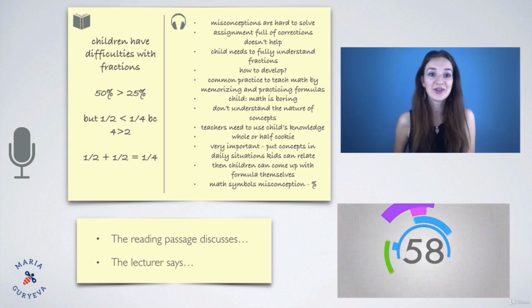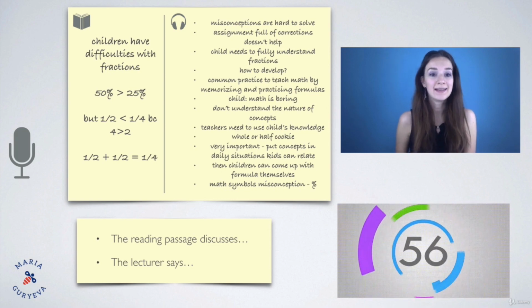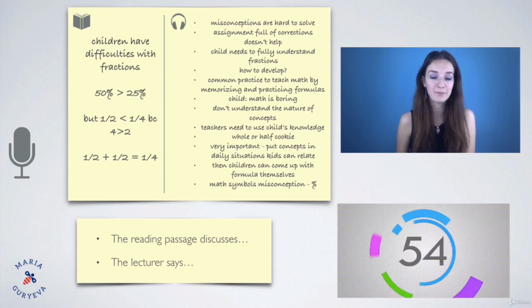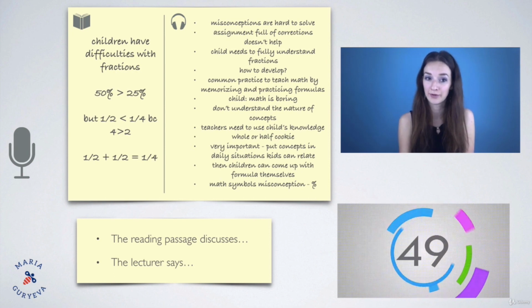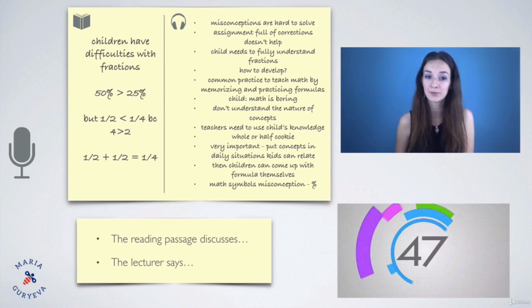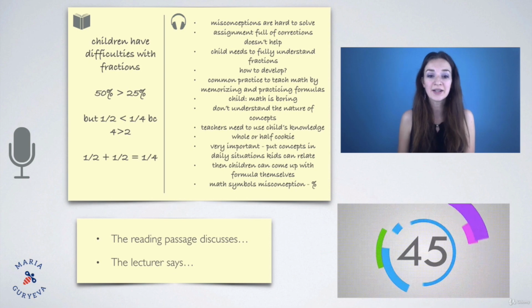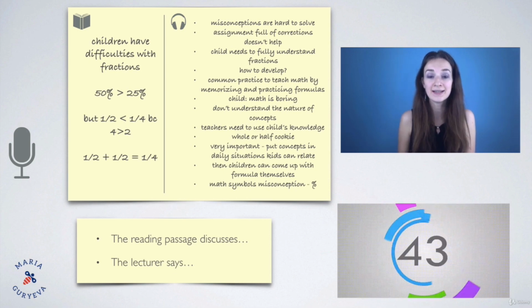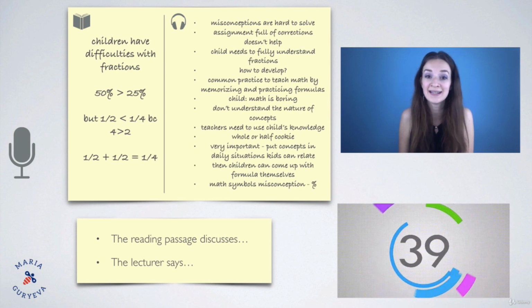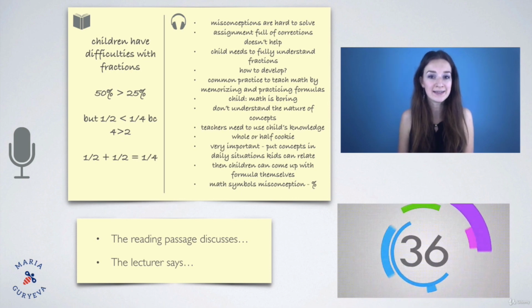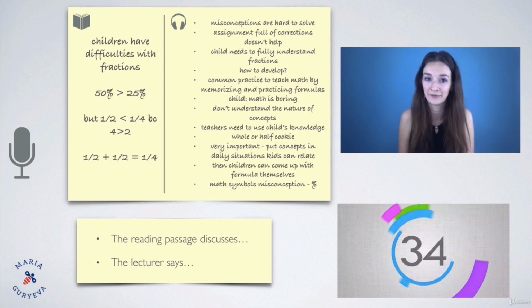According to the reading passage, children have difficulties with fractions. They understand that 50% is more than 25%, however, they think that 1/2 is less than 1/4 because 4 is more than 2. They also think that 1/2 plus 1/2 is 1/4. So the lecturer says that misconceptions such as this are hard to solve because if we give a child an assignment full of corrections, it doesn't help. Children need to fully understand fractions, so how do we develop this kind of understanding?